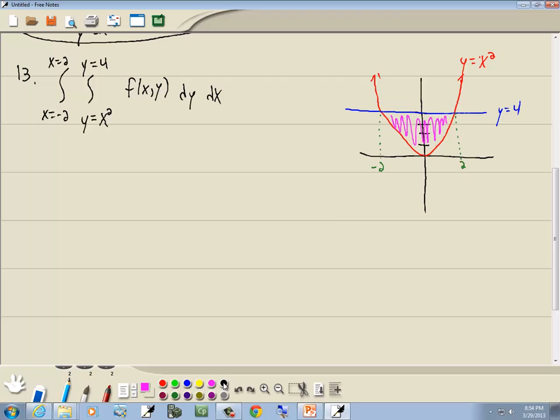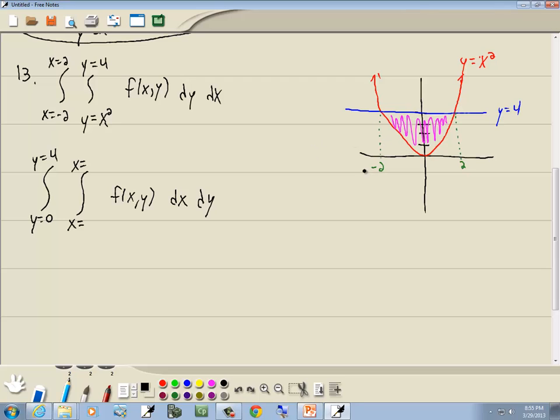Well, we want to change it. Instead of having the x equals out here, we want the y equals. Well, you need to know what the y goes from and to. And this one's pretty obvious. You can see this is y is equal to 0, and it goes up to y is equal to 4. So y is equal to 0 to y is equal to 4. And then these are going to be x equals. And then our function is going to remain as is. And this will switch and become dx dy.